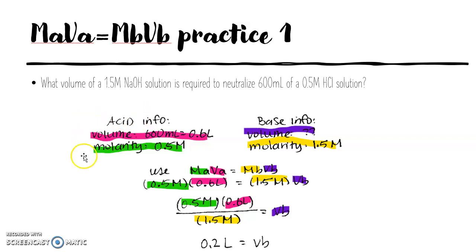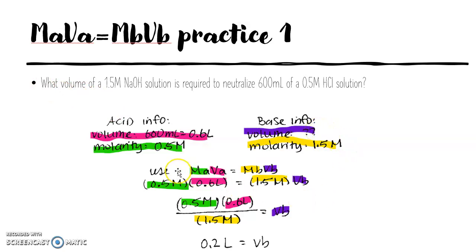So what you see that I have down here is I broke down the information into acid information and base information. Okay, so here's my acid, hydrochloric acid. There's my molarity. There's my volume. So I just sorted it here. Volume is 600 milliliters or 0.6 liters. Molarity is 0.5. Volume will be in pink. Molarity in green. Here's our base, 1.5 molar of sodium hydroxide. So we have the molarity, 1.5 molar. What volume? So we don't know that, so there's my question mark.